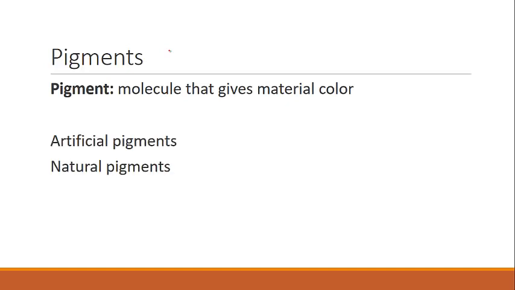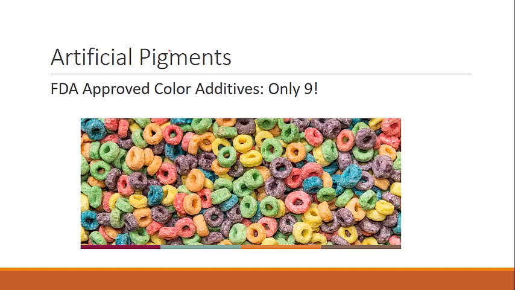So there are artificial and natural pigments. You've probably known these as artificial food coloring and natural food coloring. And we're going to address artificial food coloring just a little bit. In the United States, the food colorings that are allowed to be added to food are called food color additives. And the FDA has only approved 9 of those dyes or pigments.